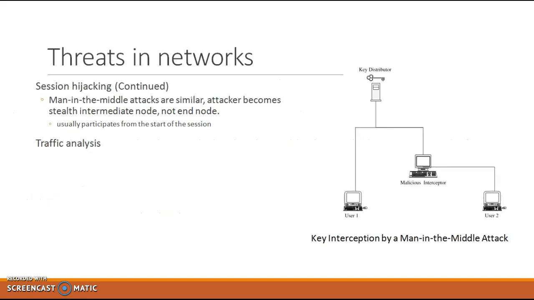Okay, so man in the middle, if you continue the same topic, man in the middle attacks are similar. Attackers become a stealth intermediate node and not the end node. You can see over here user 1, user 2, and this is the man in the middle. And this is the key distributor server, which distributes the private key and public key to user 1, and also the public and private key to user 2, as we studied in chapter number 2, in module number 2. It usually participates from the start of the session.